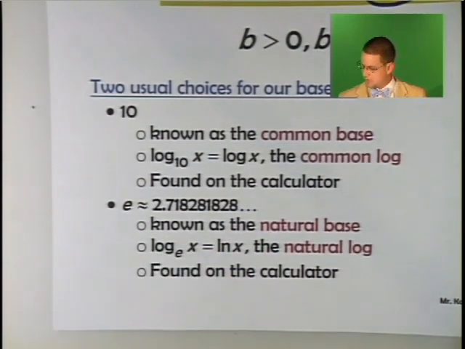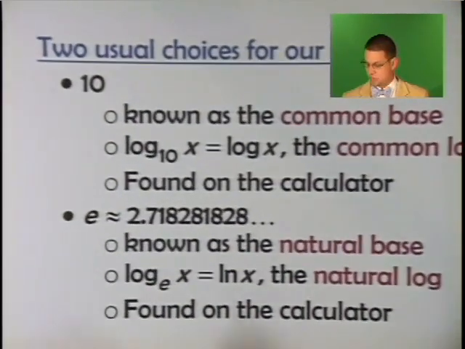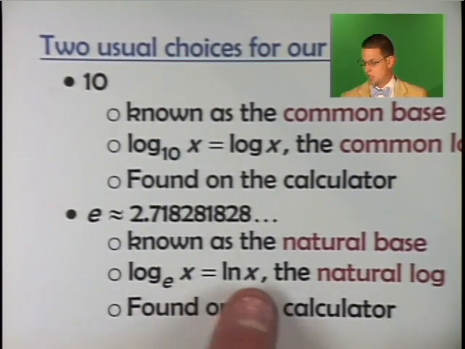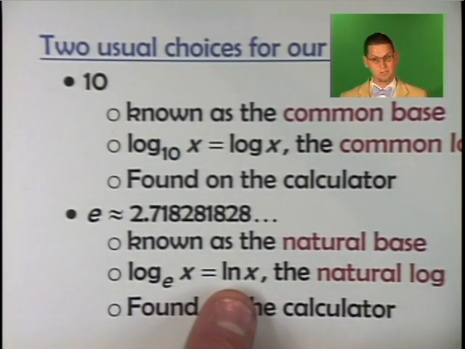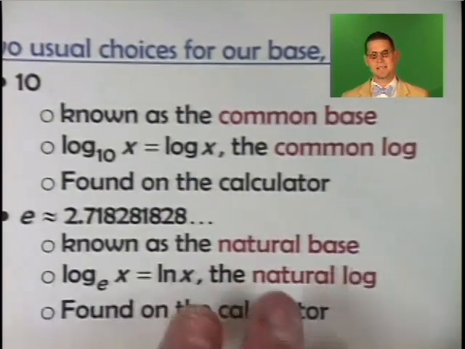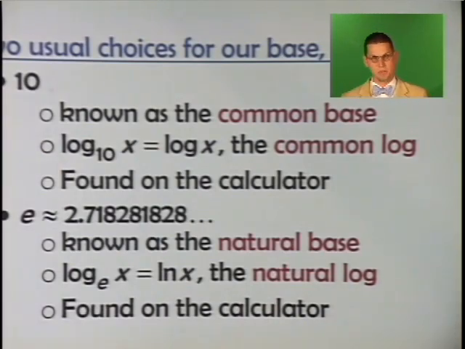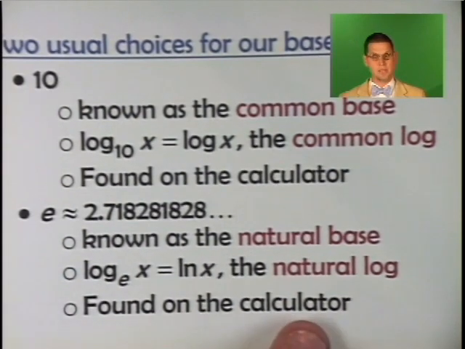So if I have a log base e, we have a special notation for that as well. We write it as ln of x, and we read that as the natural log of x. Even though the L is first and the N is second, we read it as the natural log of x, okay? And it is also found on the calculator.